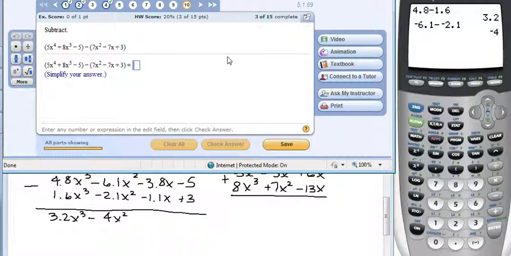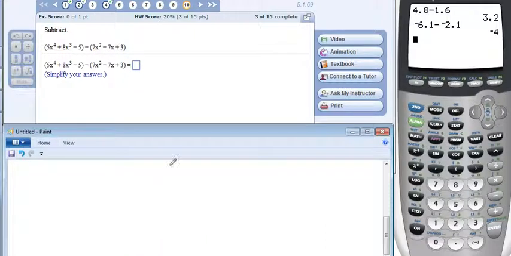Subtract. Well, let's see what we got here. We've got fourths, thirds, and a number. Then we've got seconds, firsts, and a number. So this one might be easier just to leave in a horizontal fashion because there's not much that we can combine here. So let's rewrite this. I want to show you something.